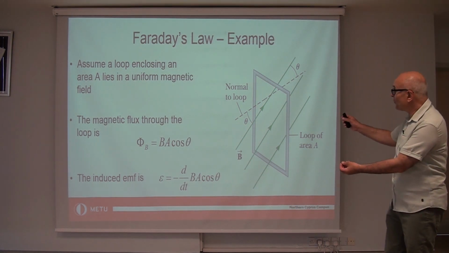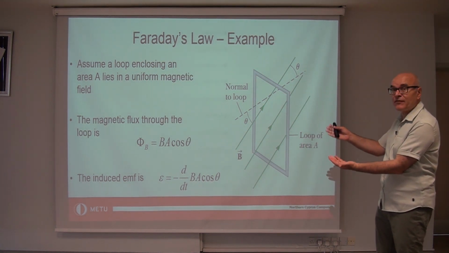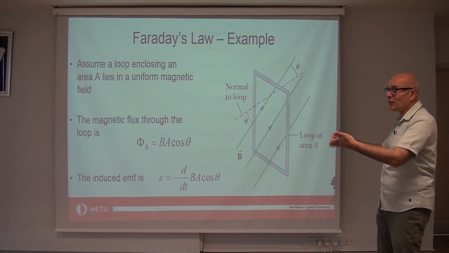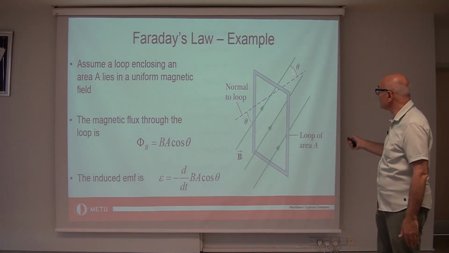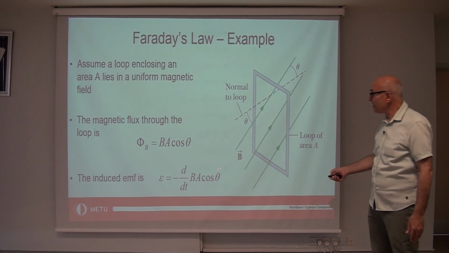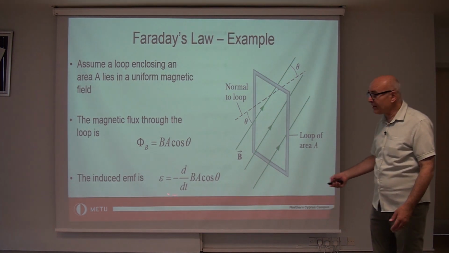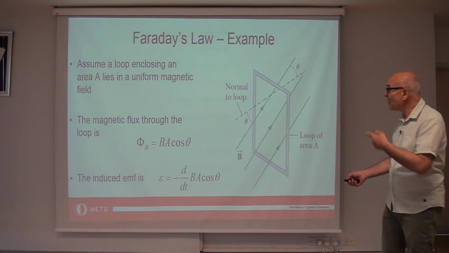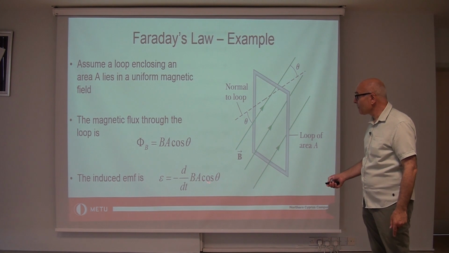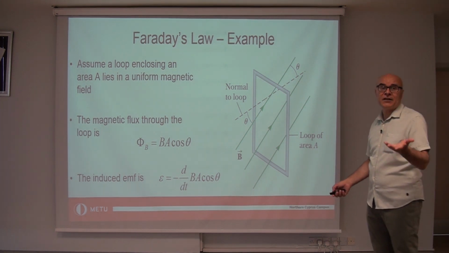Or if you change the orientation of the area with the magnetic field, okay? So you either change the orientation of the magnetic field, or you change the orientation of the loop. In other words, you are changing theta or cosine theta. In this case, this quantity will be a function of time. So this whole thing will be varying with time, and so the flux in this case will be varying with time. Now, any one of these or a combination of these will lead to a change in the flux.